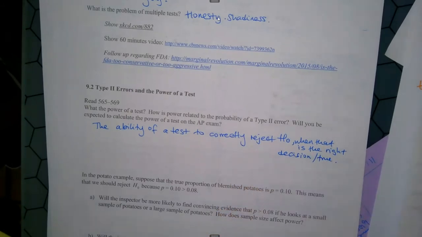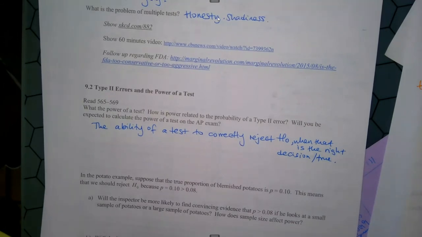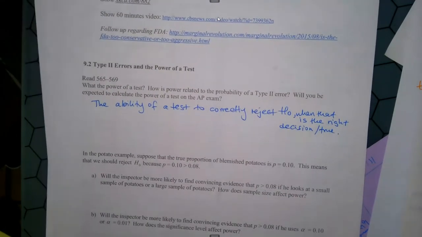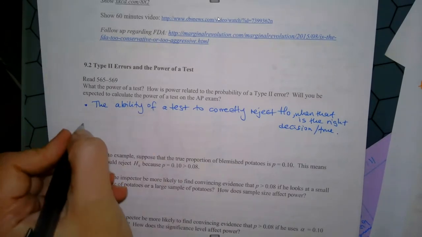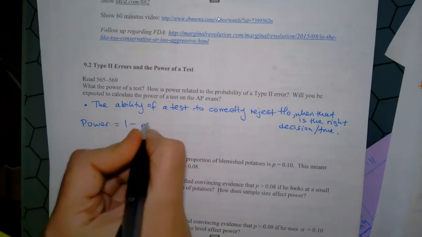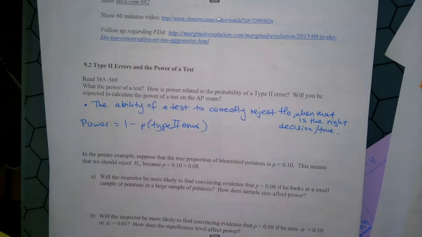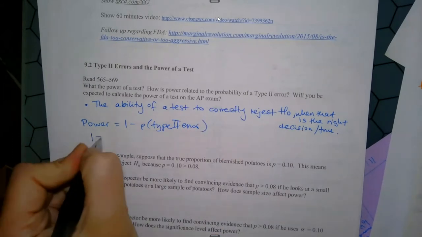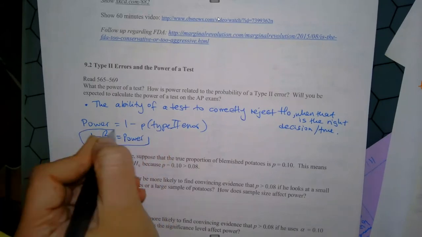So you were not expected to calculate the power of a test on the AP exam, but I will show you how you can do that. You need some special information present to be able to do it. So it's not something you're just able to do whenever. So power of a test. The big thing you need to remember, power of a test is 1 minus the probability of a type 2 error. So it's 1 minus beta is power. So that's really the one thing you need to kind of keep in mind for questions that will ask you about that.